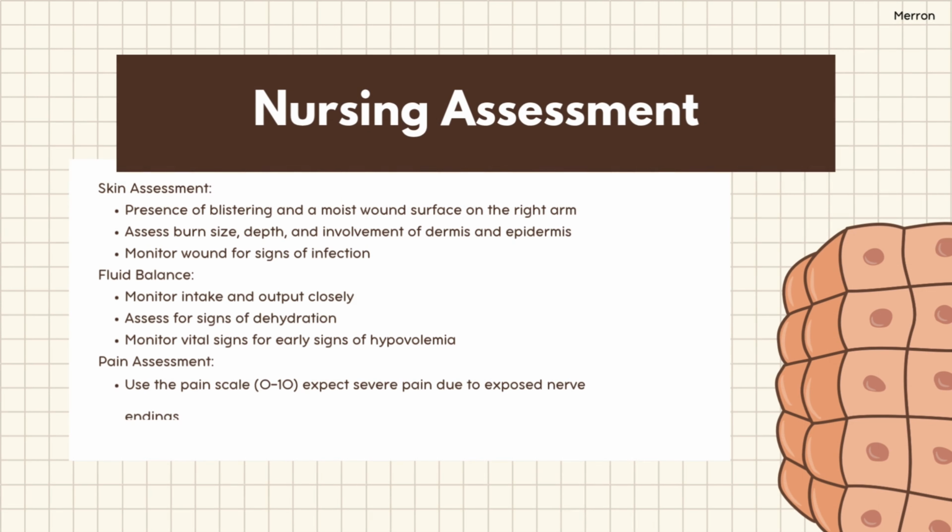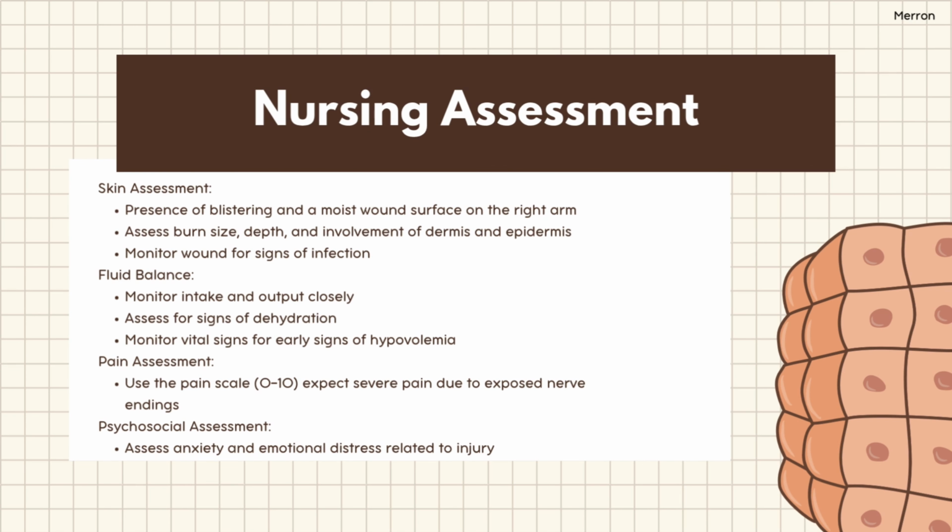To complete a nursing assessment, we're going to look for a few things. First, we're going to do a skin assessment. We're going to look for the presence of blistering and see how moist the wound is at the surface. We're going to assess the burn size, the depth, and the involvement of the dermis or the epidermis. And we're going to monitor the wound for any signs of infection, any pus, any discoloring. We're going to monitor the intake and output of the fluid balance closely. We're going to assess for signs of dehydration, monitor vital signs for early signs of hypovolemia, and we're going to do a pain assessment.